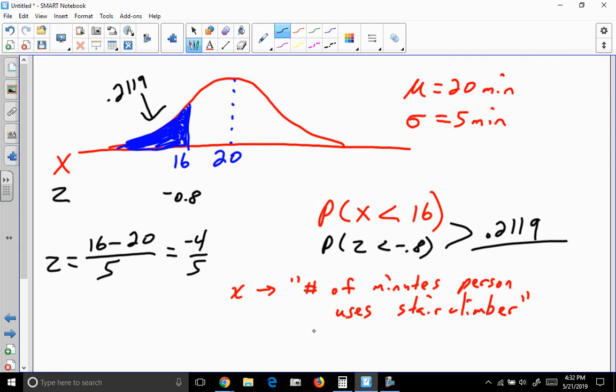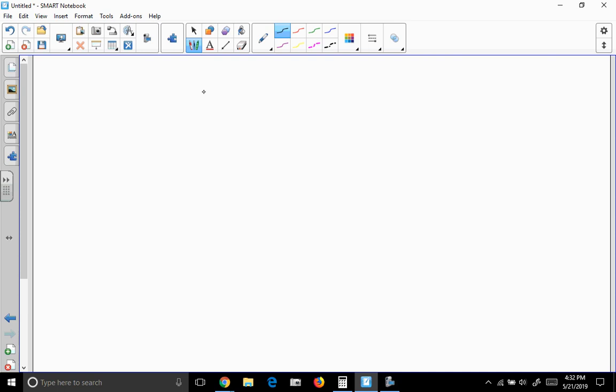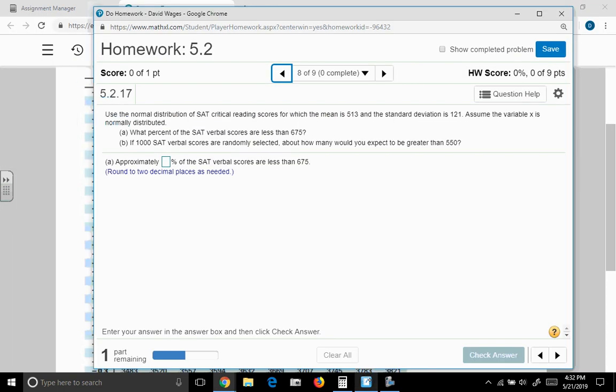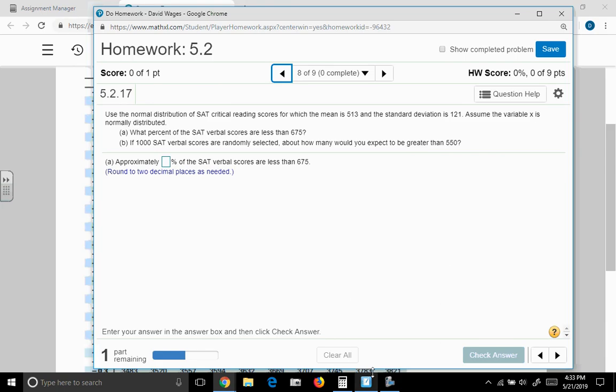Let's finish up working one more. Let's work number 8. It said use the normal distribution of SAT critical reading scores for which the mean is 513 and the standard deviation is 121. Assume the variable X is normally distributed. What percent of the SAT verbal scores are less than 675?